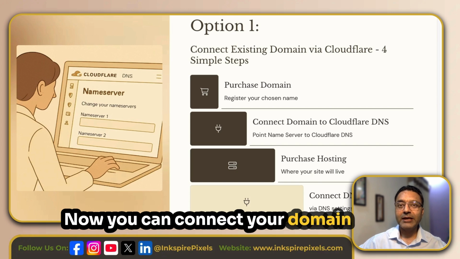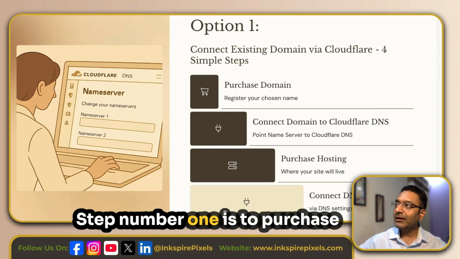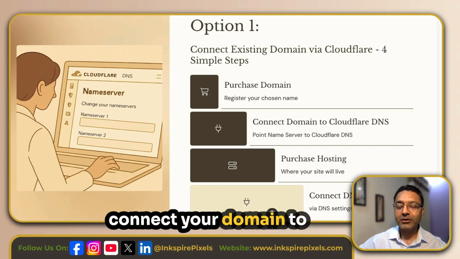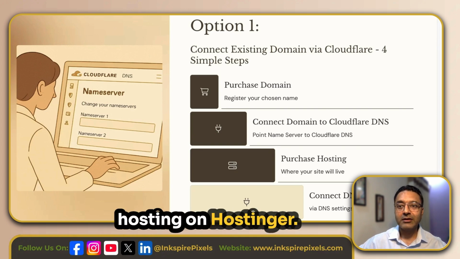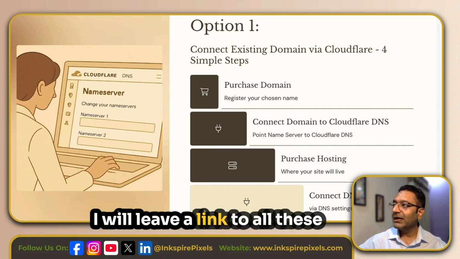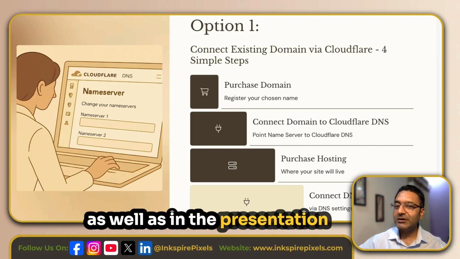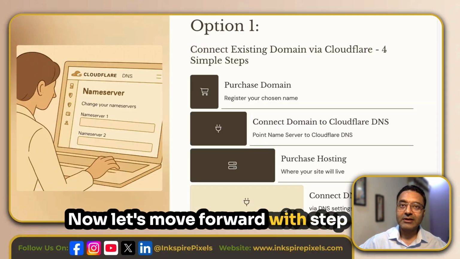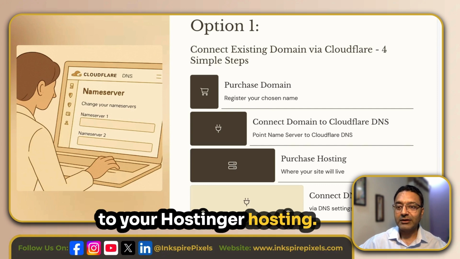Now, you can connect your domain name to your Hostinger hosting via Cloudflare in 4 simple steps. Step number 1 is to purchase your domain on GoDaddy. Step number 2 is to connect your domain to your Cloudflare DNS. And step number 3 is purchasing your hosting on Hostinger. Now, we have covered these 3 steps in the previous videos. I will leave a link to all these 3 videos in the description as well as in the presentation, so you can access them and go through those steps. Now let's move forward with step number 4, which is connecting your DNS on Cloudflare to your Hostinger hosting.